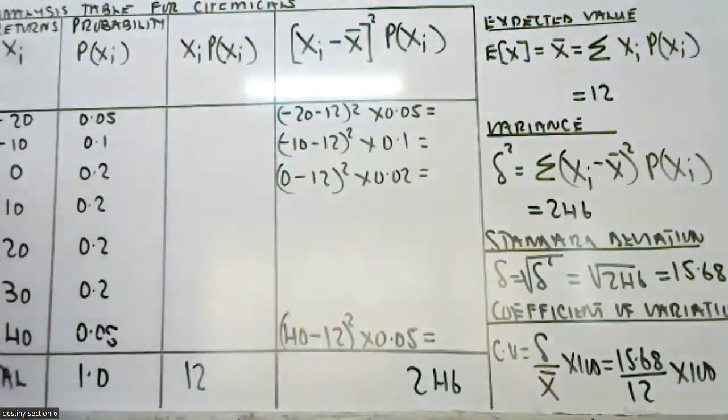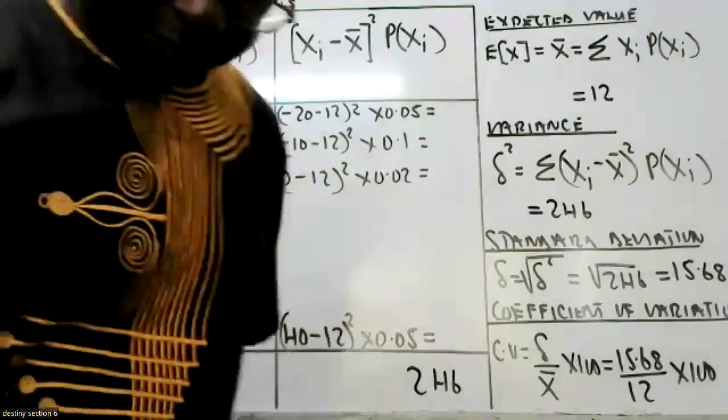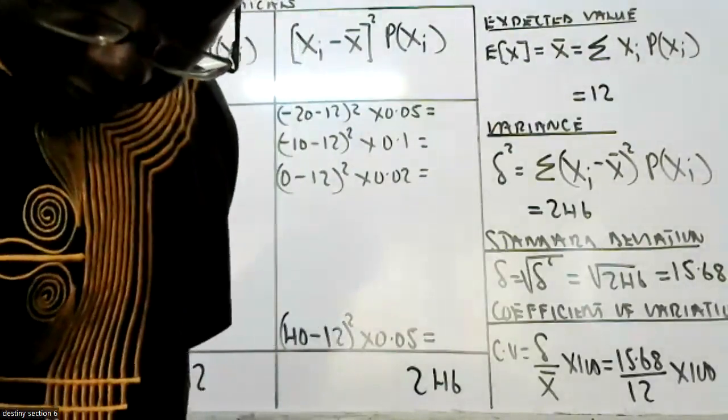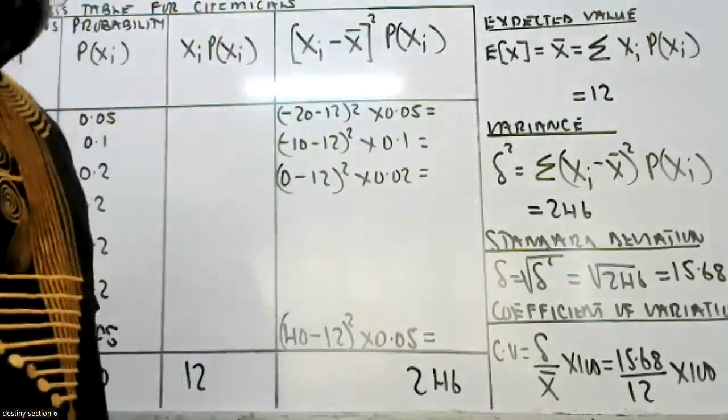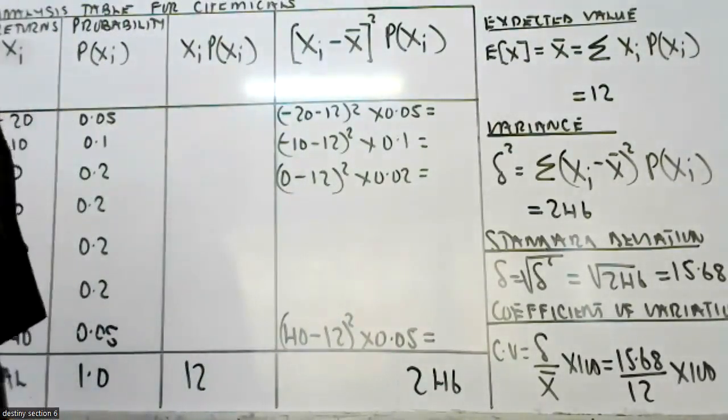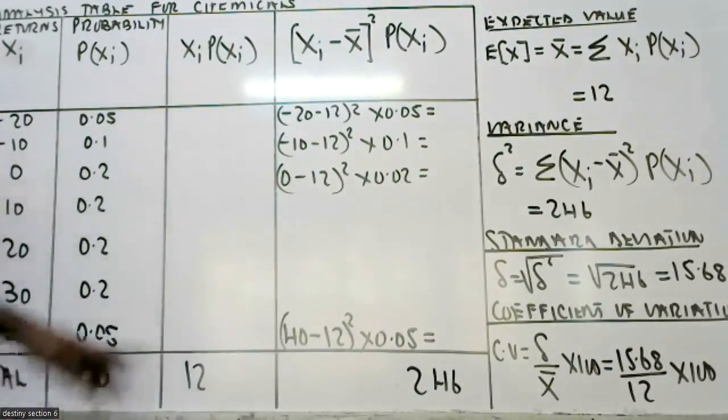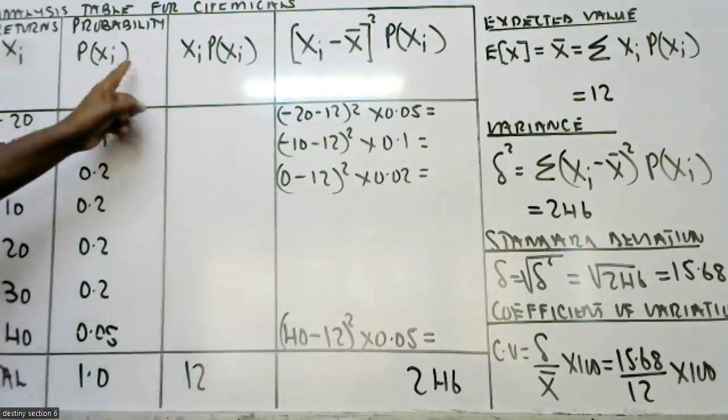That's how you get the CV. 130.67. Good. So I believe you will be able to draw another table for brewers.